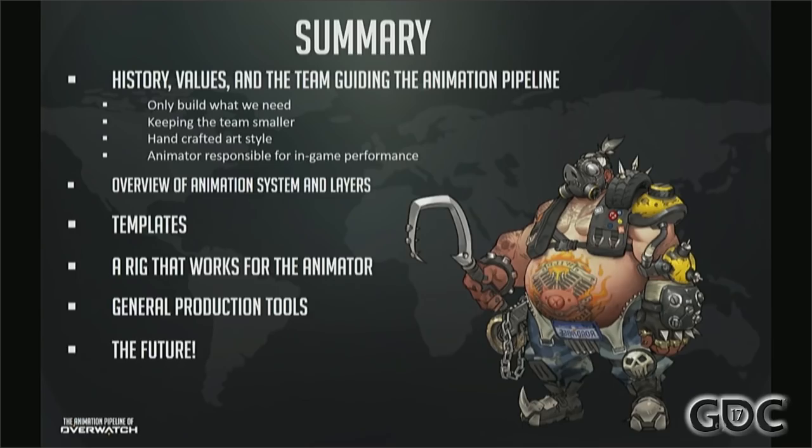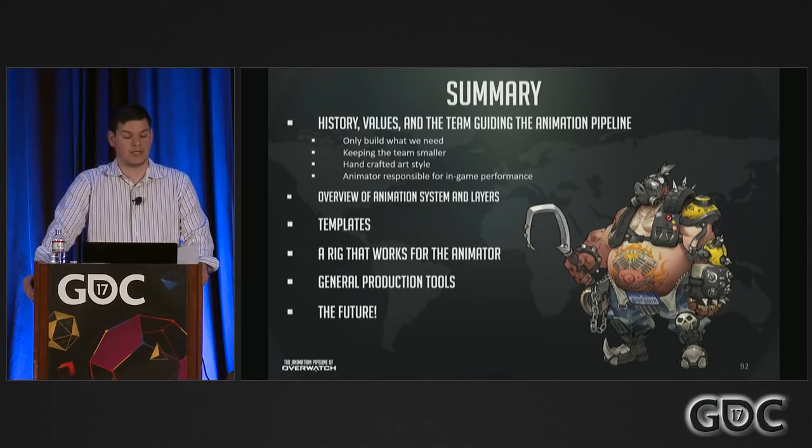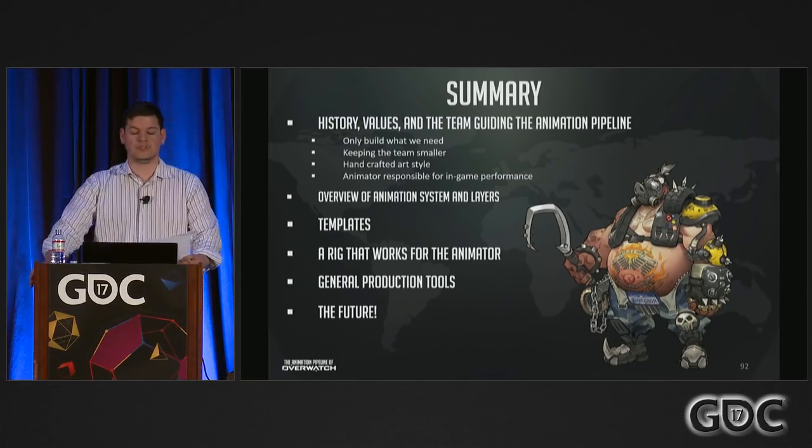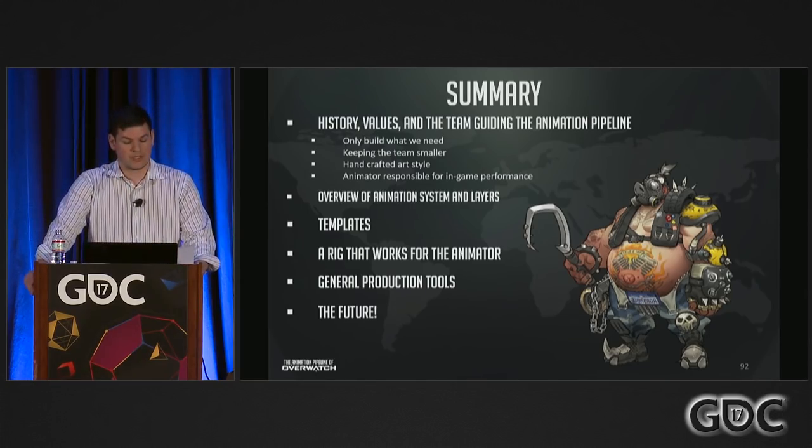So in a quick summary, we went through, that's my talk, sorry. We went through how some of the animation team pillars and Blizzard cultural values influence the direction of the animation pipeline, such as only build what we need, keeping the team smaller, a handcrafted art style, an animator being responsible for the in-game performance. We talked about how we use layers and break up our animations to reduce overall asset count, how templates helped animators reduce the complexity of implementing the hero performances, how iteration time is significantly reduced with a rig that works for the animator, tools that improve quality of life, letting animators better focus on the performance, and lastly, some thoughts for the future.